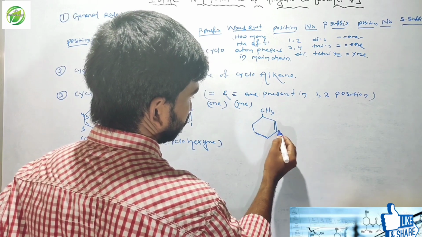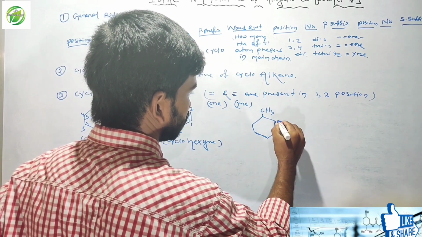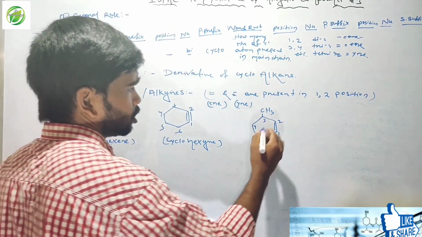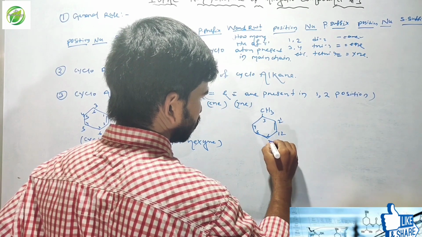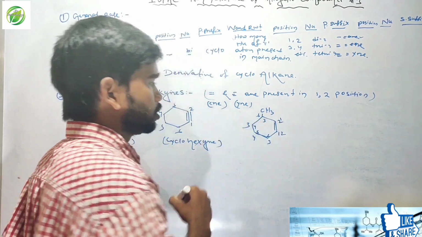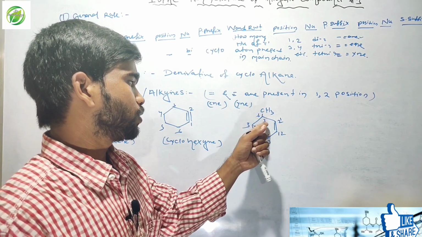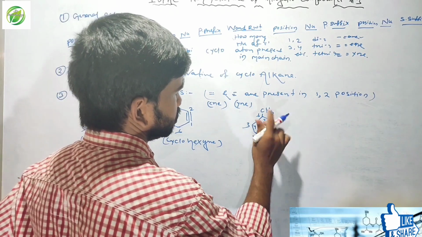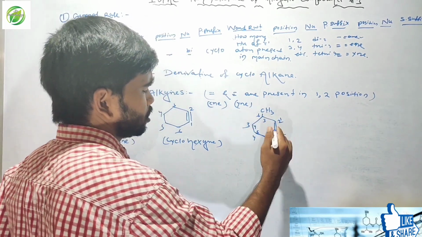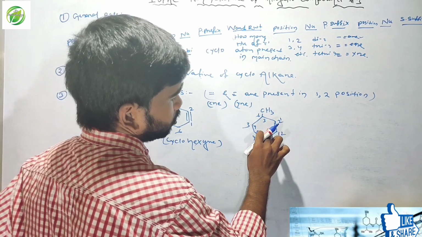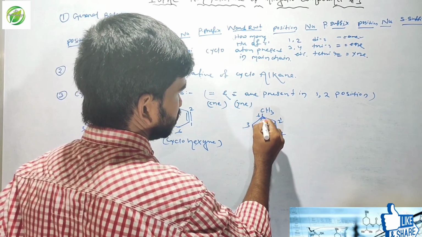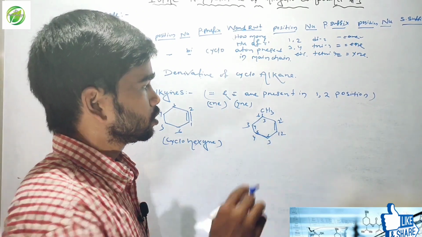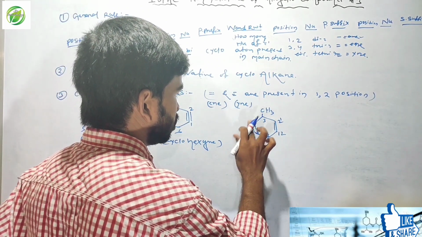First we start numbering. We start numbering in this position, that is 1, 2, 3, 4, 5 and 6. We also number in the opposite direction, 1, 2, 3, 4, 5 and 6. Friends, you clearly see this methyl group. When we start numbering anticlockwise, this methyl group is present in the third position. But friends, when we number clockwise, this methyl group is present in the 6th position. So we simply follow the lowest locant rule. So this is our correct numbering.